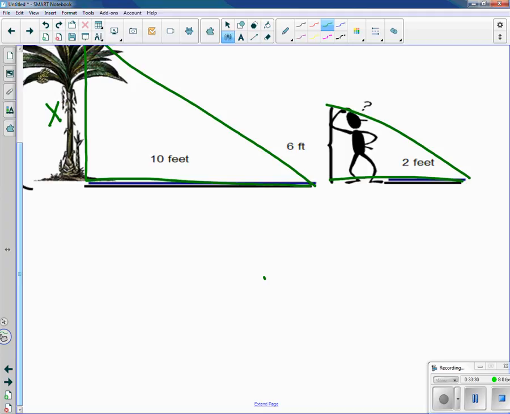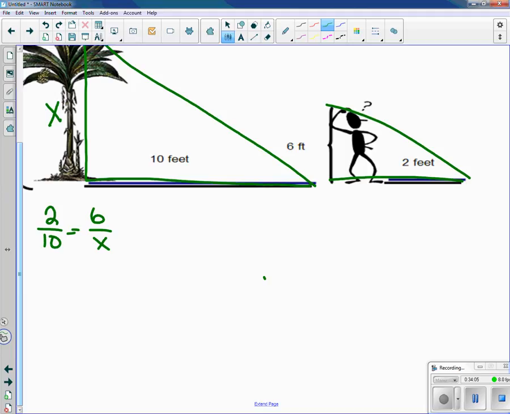I like that one. He said, my shadow over the tree shadow is equal to my height over the tree's height. Someone give me another one. 2 over 10 is equal to 6 over x. That was one I could have done. Someone give me another one. How else can I set this up? You can't do 6 over 10 because they're 2 different things. One's height and one is shadow.